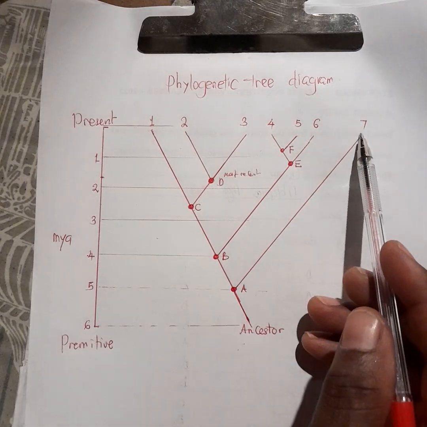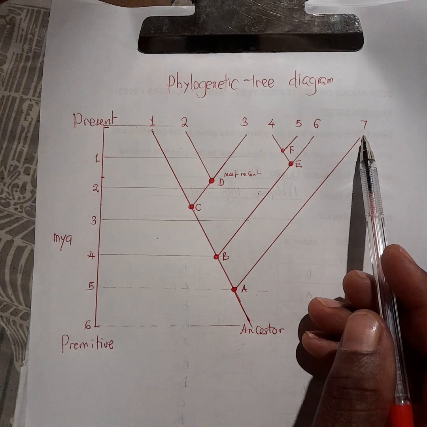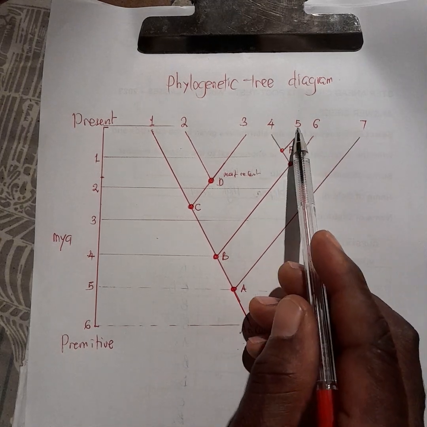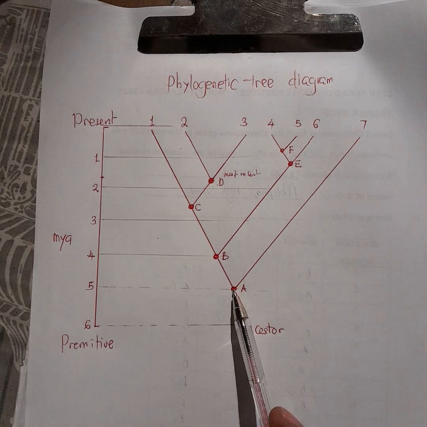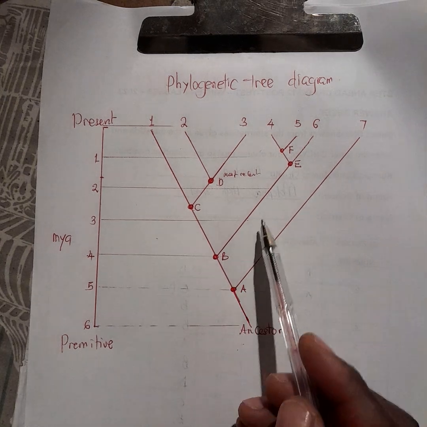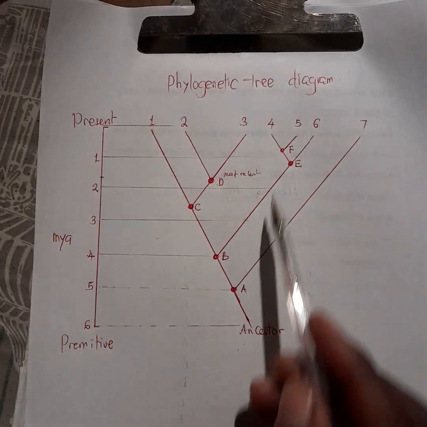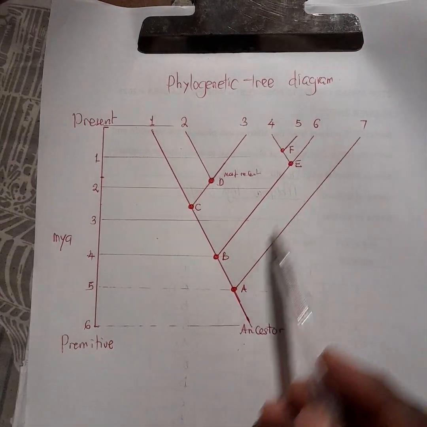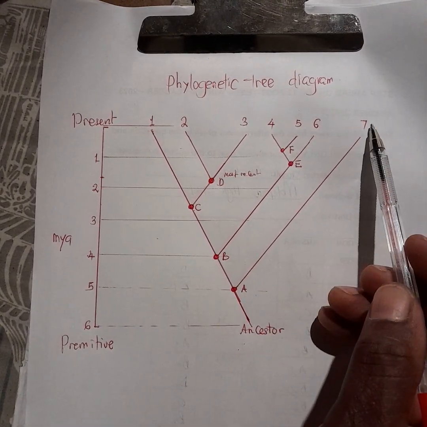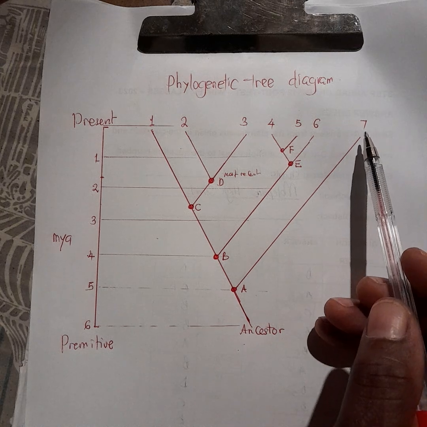So 7 is by far less related to 4, 5, and 6, because as you can see, their common ancestor is at A, which is not connecting 4, 5, and 6 directly. So you can see that this one is all alone. I hope this makes sense now.